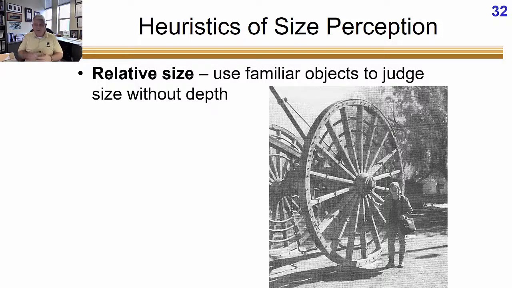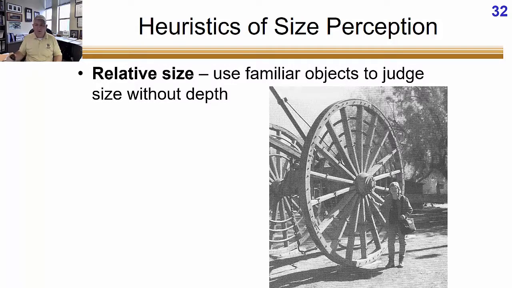Then what if I uncover this side of the picture? Now, what is your perception of this wagon wheel? Now your perception of this wagon wheel is that it's 10, 12 feet tall, right? Because we gave you a familiar object. So you recognize that, hey, wagon wheels could be bigger.